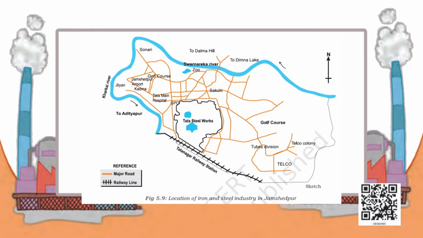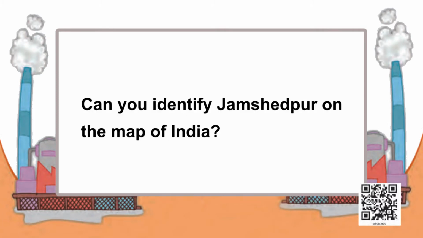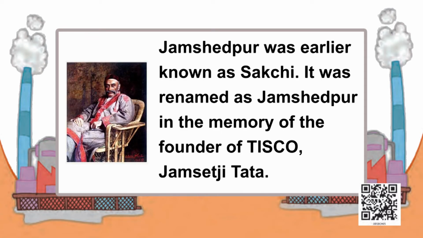Now, we will study about one such iron and steel industry which happens to be the first in Asia. Yes, I am talking about the Tata Iron and Steel Plant Limited, also known as TISCO, located in Jamshedpur. Can you locate Jamshedpur on the map of India? Have you ever wondered how Jamshedpur got its name? Jamshedpur in the state of Jharkhand was earlier known as Sakchi. It was renamed as Jamshedpur in the memory of the founder of TISCO, Jamshedji Tata.